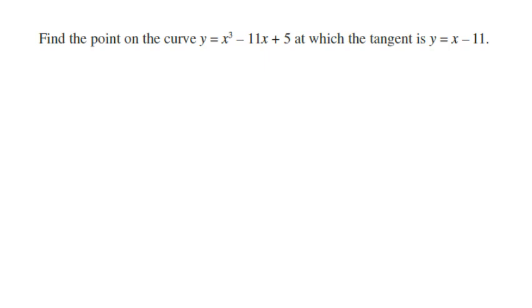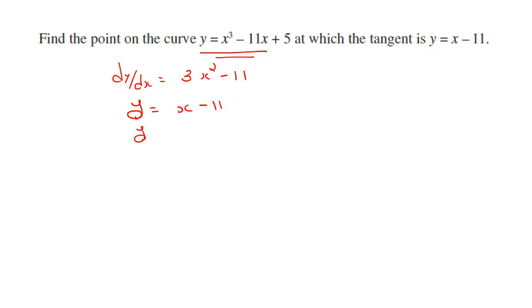So, good morning. Today our first question is: find a point on the curve y = x³ - 11x + 5 at which the tangent is y = x - 11. This is our curve. So, what is the slope of the tangent? dy/dx = 3x² - 11. And what is our tangent? The tangent is y = x - 11.